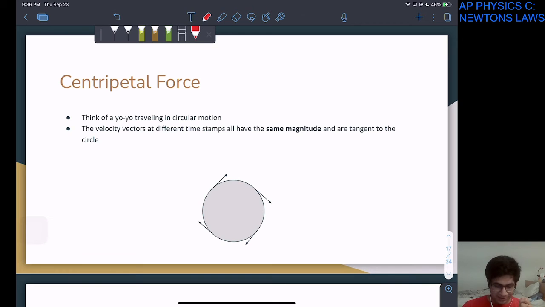The reason is that, imagine for a second, the yo-yo is spinning in a loop like this, and you were to cut the string. What would happen? The yo-yo would just start flying out on a path that's tangent to the circle. In this case, this is the center, and if you were to cut the rope here, the yo-yo would fly out at a tangent to the path of the circle. So that's a velocity vector.